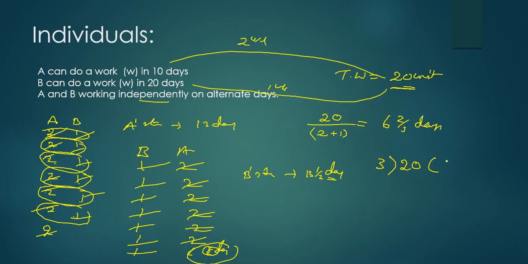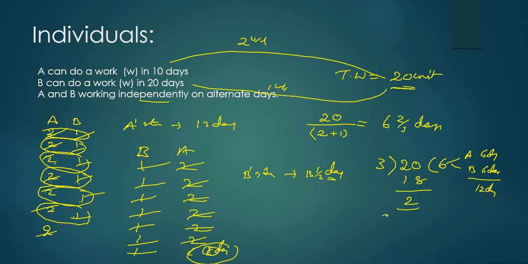So how many days are required? 6. Maximum till they work 6 days. 3 sixes are 18. What is the remainder? 2. After working 6 days, 2 units of work are left over. In these 6 days A is working as well as B is working. It means A 6 days plus B 6 days, because they work independently. So 12 days are over.